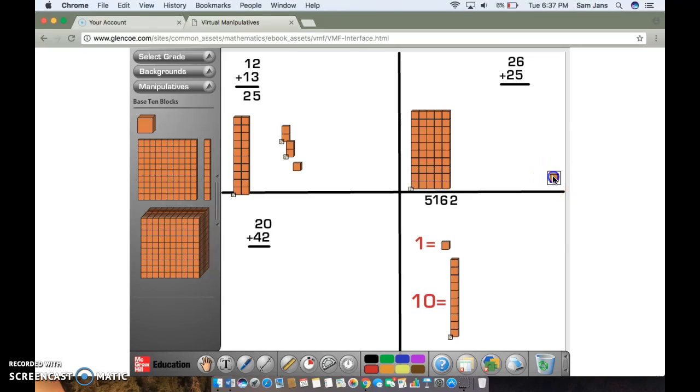So now we are left with our final answer. We look over here and we count the 10's place value, and we see that there's what? 1, 2, 3, 4, 5. So we know there's going to be a 5 under this one. And we're left with 1 individual block, so there's 1 individual block under the 1's place. And from that, we get our total, and we know that 26 plus 25 is equal to 51.